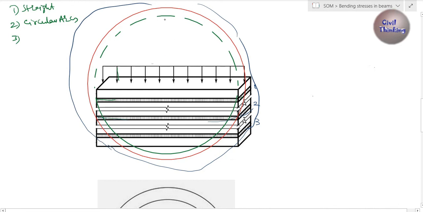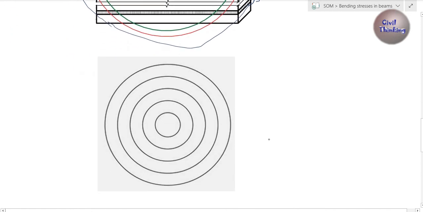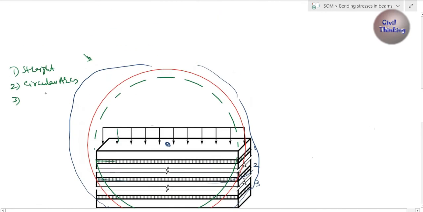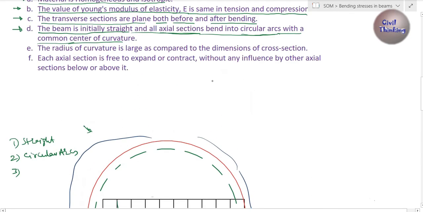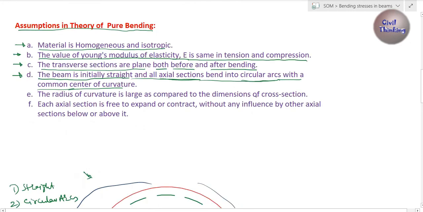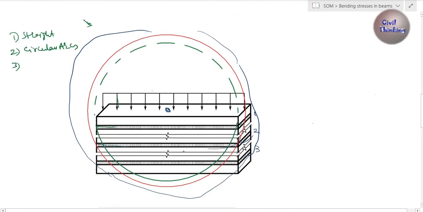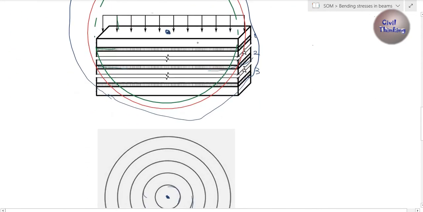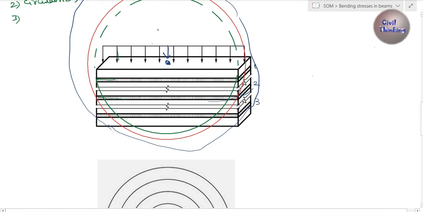Now let us say the green one has a center like here, right? Let me show you here. Look at these circles. You can see all of these are concentric circles with a common center. What is the center of this smaller circle? This. What is the center of this circle? This. What is the center of this one? Same. All of these circles are concentric. That's what is told in this section: bent into circular arcs. That was the second point, with a common center of curvature. Now this is the center of the circle and it is also called the center of curvature.